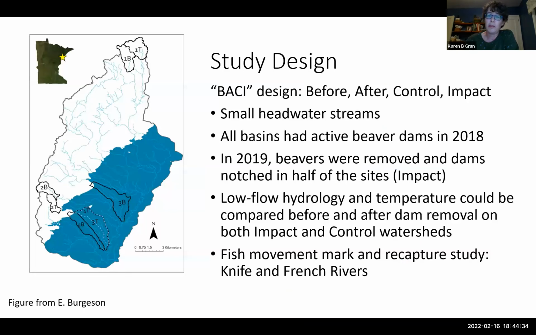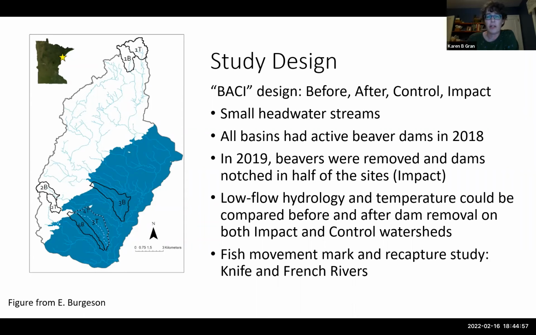So the way the study was set up, we were looking at a whole bunch of small headwater streams. All of the basins had active beaver dams in 2018, and we monitored them throughout the monitoring season in the summer of 2018. Then in 2019, the beavers were removed and the dams were notched in half of the sites. So those are our impact sites. Those are the T's or treatment sites.